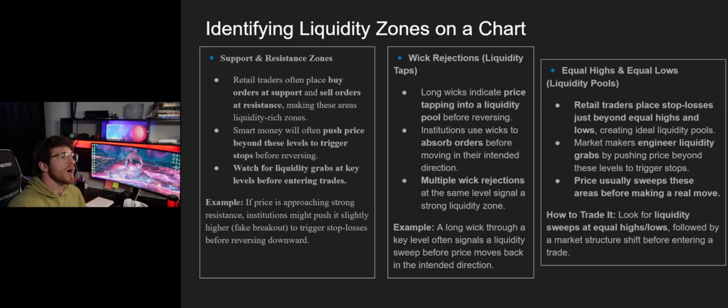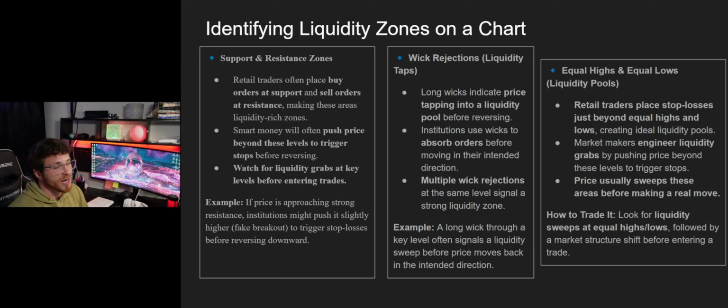So equal highs and equal lows are often good spots for liquidity pools. Retail traders place stop losses just beyond equal highs and lows, creating ideal liquidity pools. Market makers engineer liquidity grabs by pushing price beyond these levels to trigger stops. Price usually sweeps these areas before making a real move.